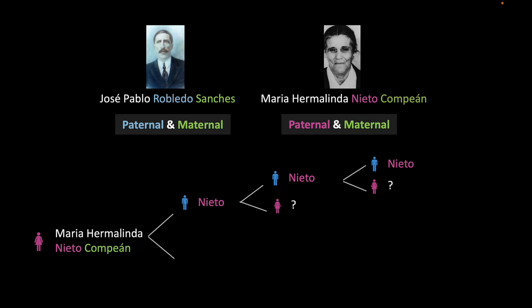My great-grandmother Maria's paternal surname was Nieto, shown here in pink, which she inherited from her father. Nieto was Maria's father's paternal surname, coming from his father. It was his father's father's paternal surname. Maria's maternal surname was Compean, which she inherited from her mother. Compean was Maria's mother's paternal surname, meaning Maria's mother inherited it from her father. It was his paternal surname.